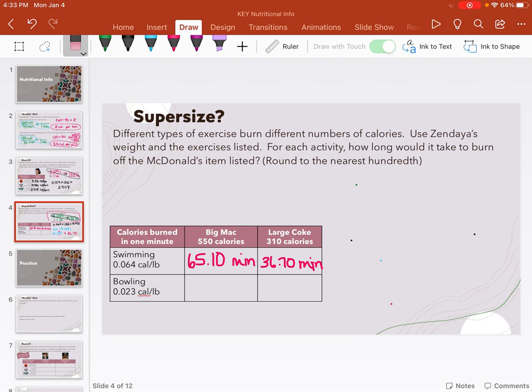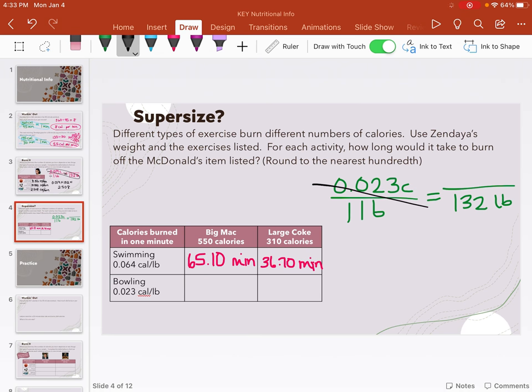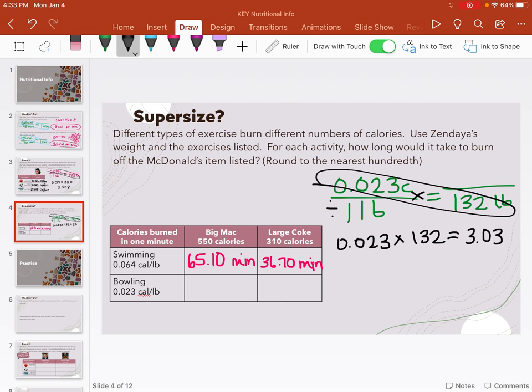All right, I am going to do that with you. So here we go. First thing I needed to do was set up 0.023 calories for 1 pound, but she's 132 pounds. Going to cross multiply and then divide. So 0.023 times 132. Use my calculator and I get 3.036. Now I'm going to use that number to figure out how long it takes to burn off the Big Mac and how long it takes to burn off the large Coke.